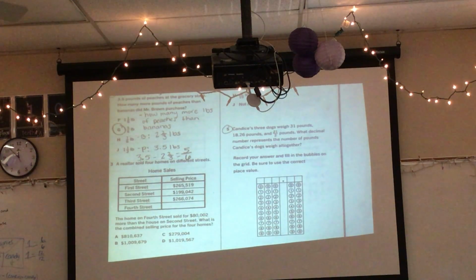Candace's 3 dogs weigh 31 pounds, 18 and 26 hundredths pounds, and 21 over 2 pounds. What decimal number represents the number of pounds Candace's dogs weigh altogether?